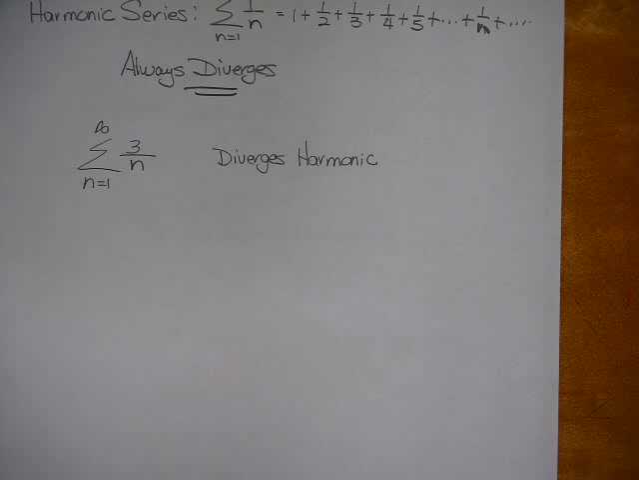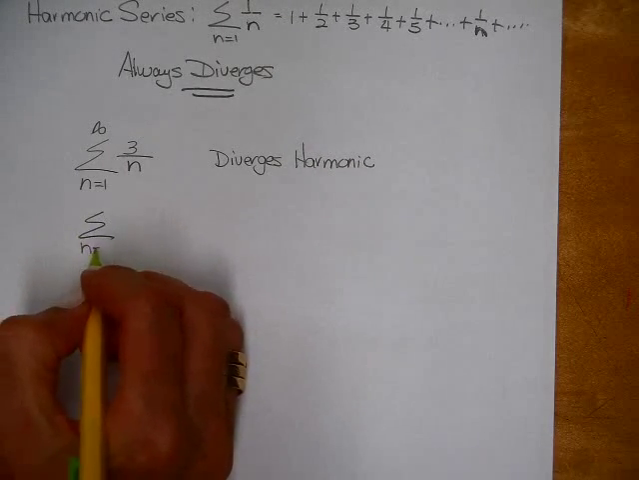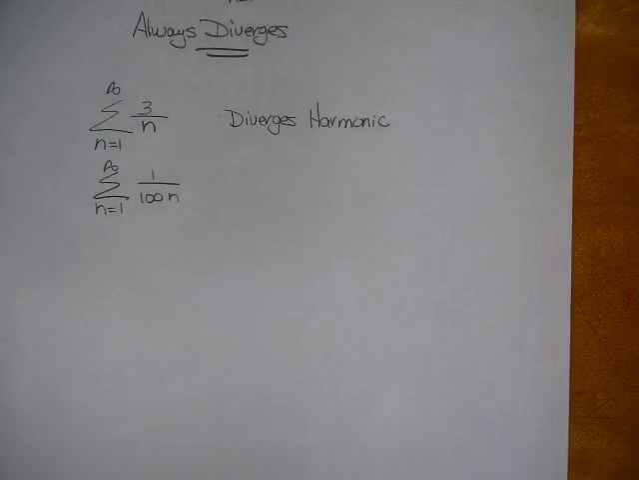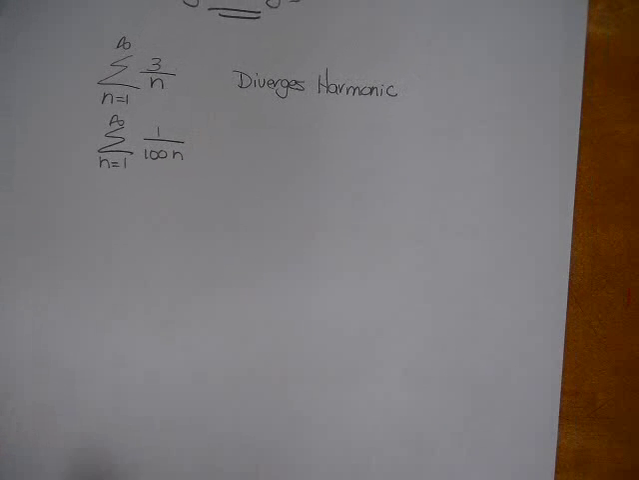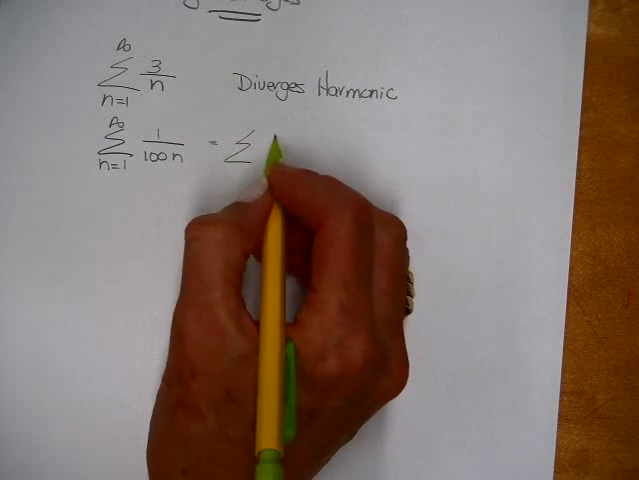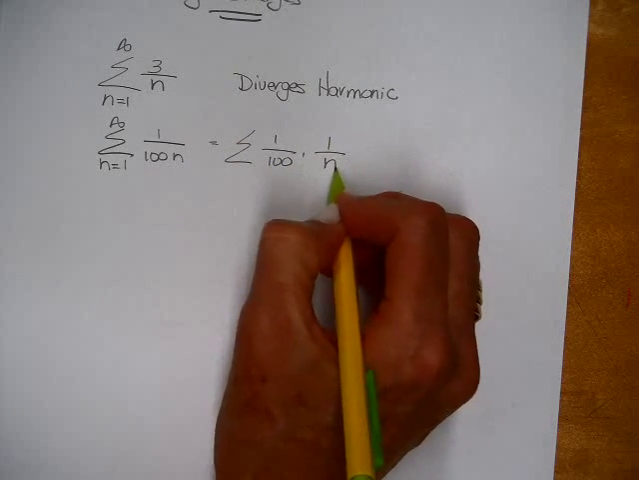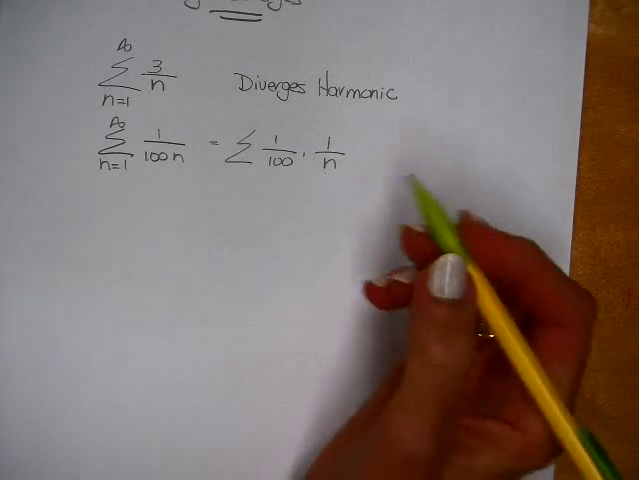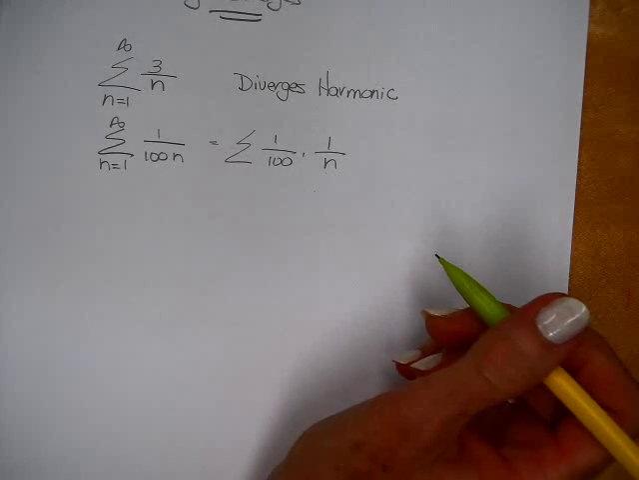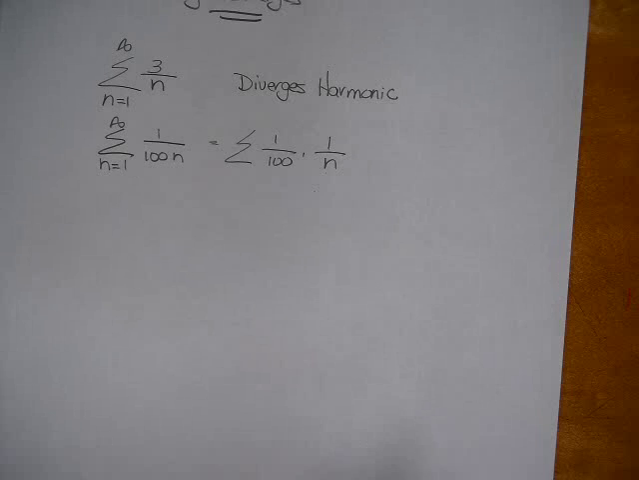As long as you know it's from n equals 1 to infinity, any number over n is going to be harmonic. If it's 1 over 100n, this is still a multiple of your harmonic series because it's 1 over 100 times 1 over n. The 1 over 100 comes out in front. It is still divergent because it is a multiple of your harmonic series. So if you can recognize that, it makes life easy, at least it does in my book.